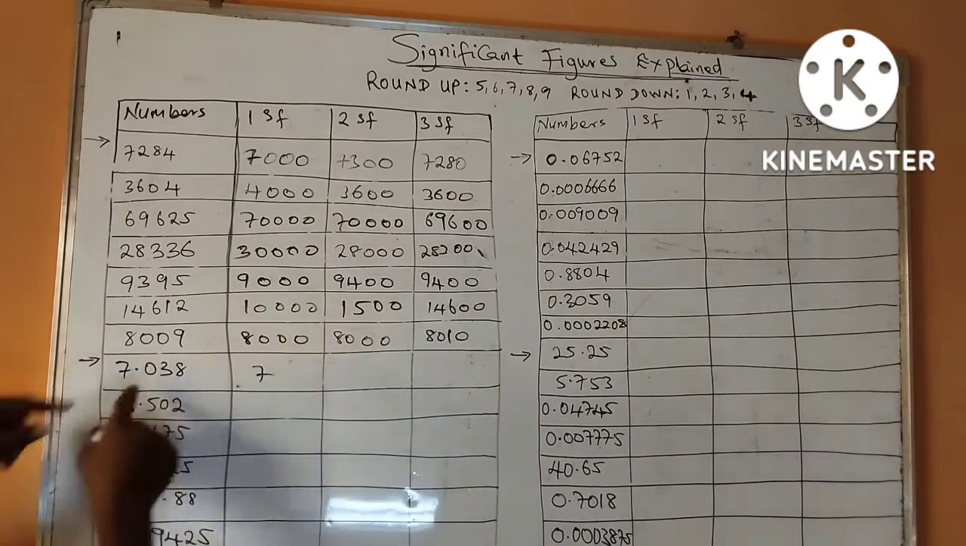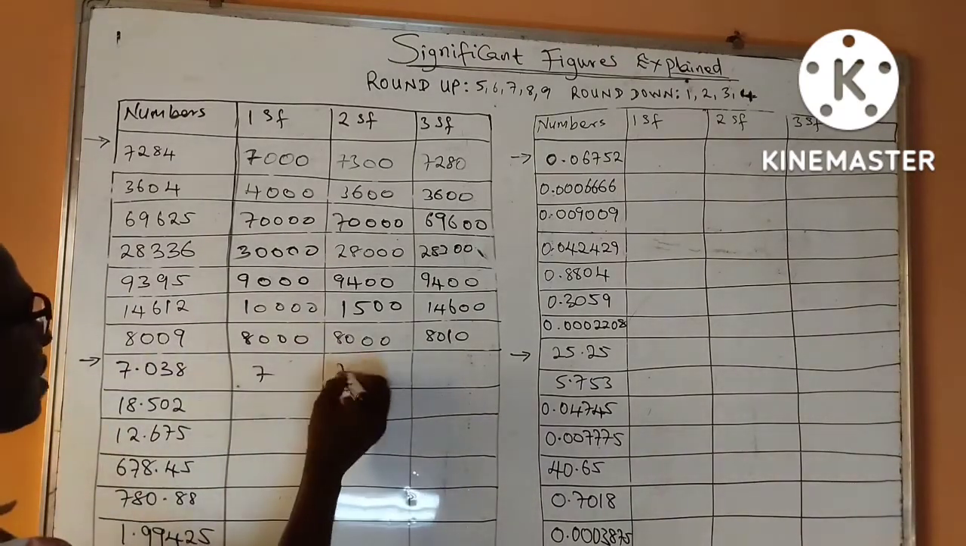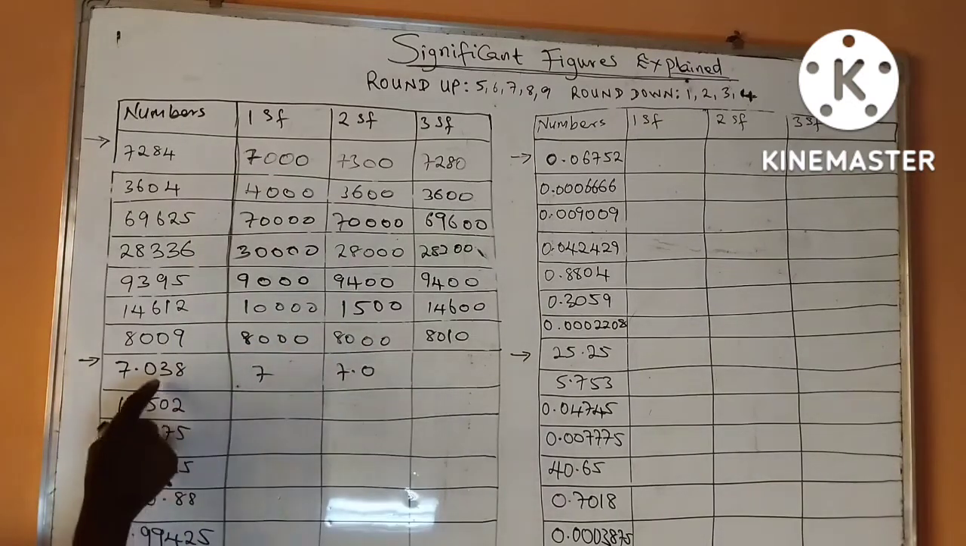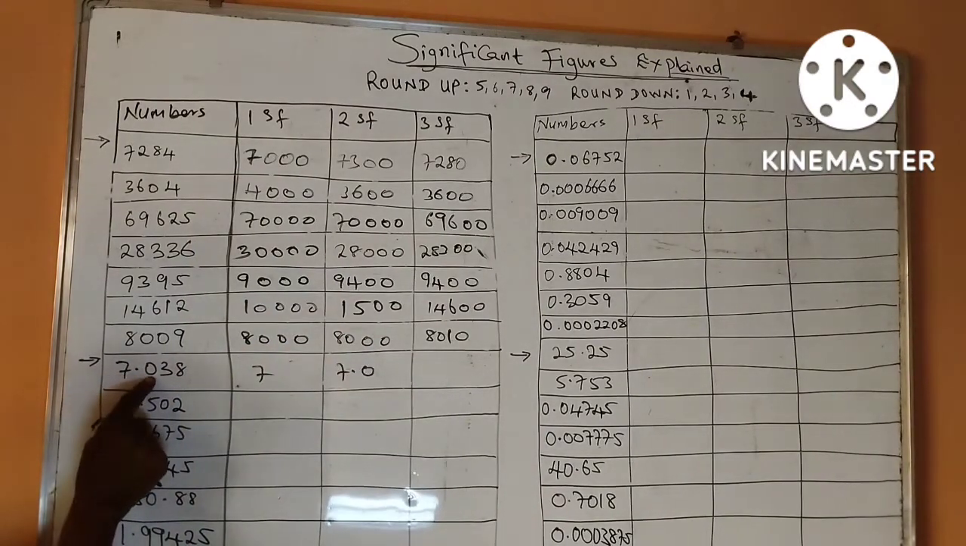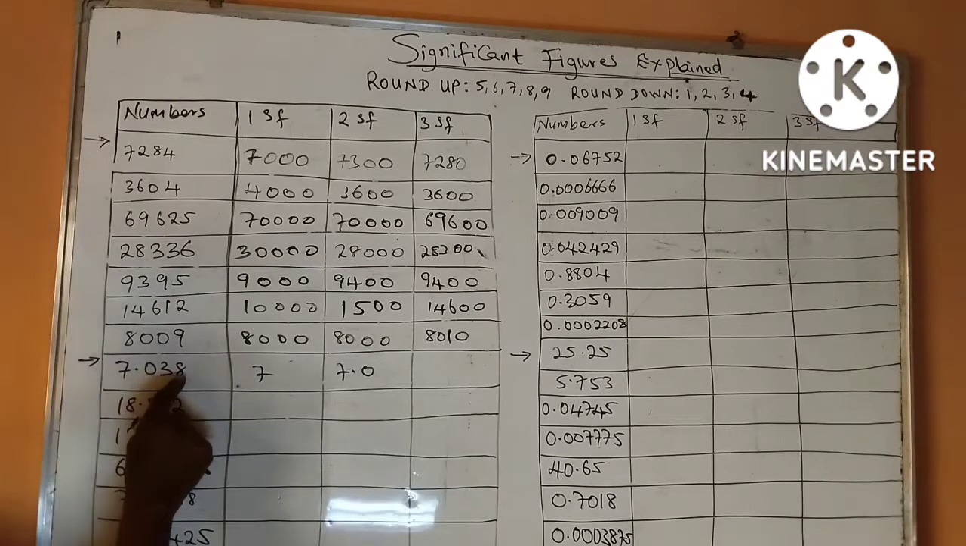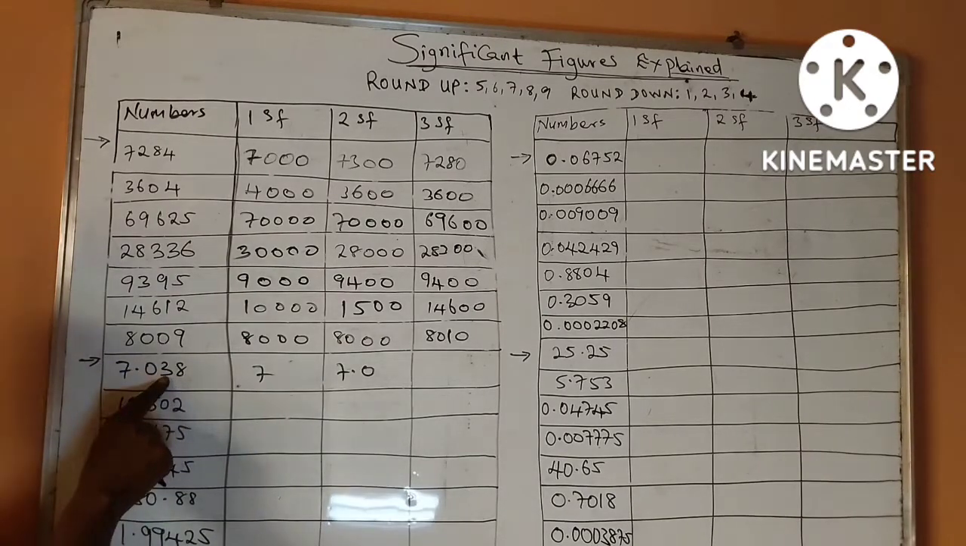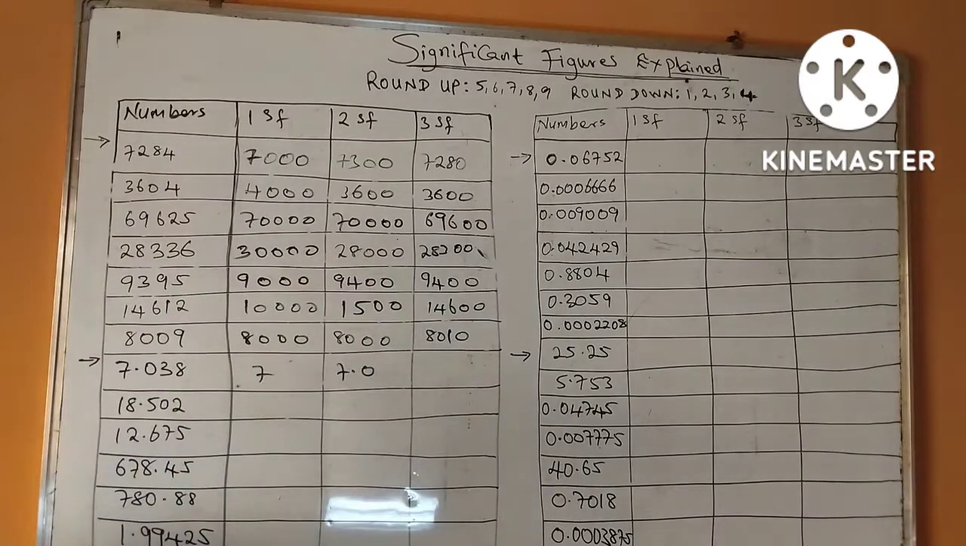So, to two significant figures, 1, 2. So I have 7.0. Reason being that the next digit after counting 1, 2 is 3. I'm not considering 8, I'm considering 3, 0.03. Okay? So, therefore, this 3 is not up to 5 to be rounded up. I now rounded it down. So you cut it off.